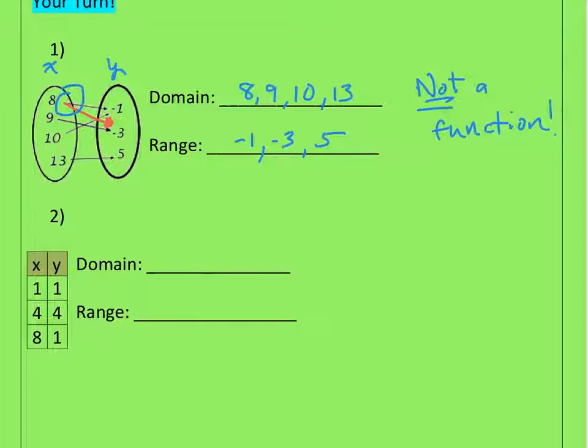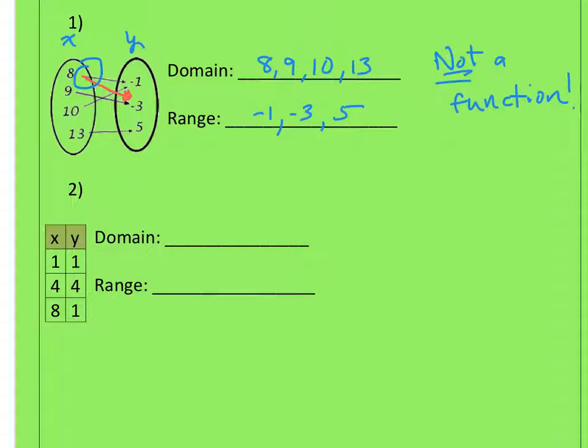Then let's look at number 2. Number 2 is a table of values. And in that table of values, if you're determining if it's a function, all you care about are the x values, the domain. Because the x values do not repeat, it is a function.